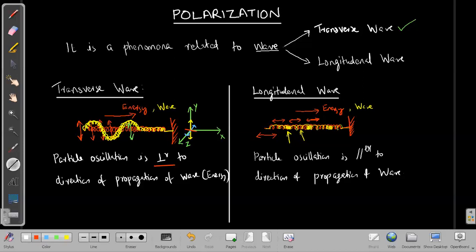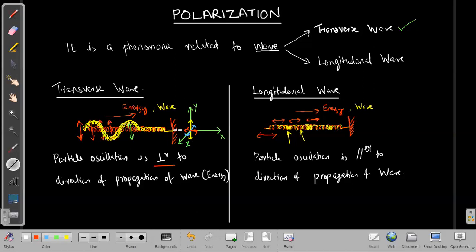This is in the zy plane, you have to view it in that way. It can be in some diagonal direction in the zy plane. It need not be exactly along y, and it need not be exactly along z. It can be in a diagonal, some inclined direction as well. So there would be infinite possibilities for the direction of oscillation in the case of a transverse wave. But what about the longitudinal wave? In the case of a longitudinal wave, the oscillation should be strictly along the direction of propagation of wave. So there is no choice for us.